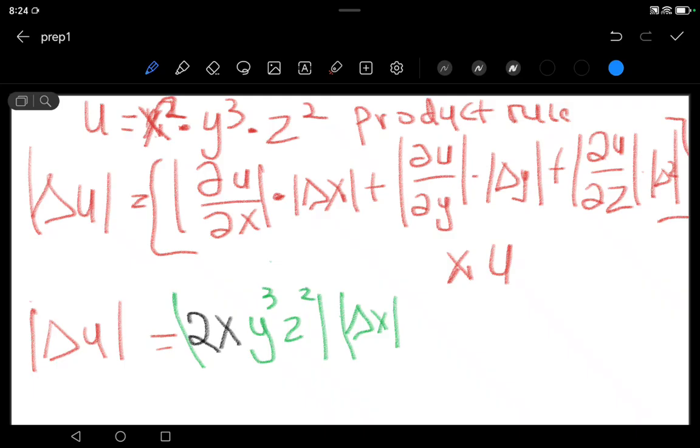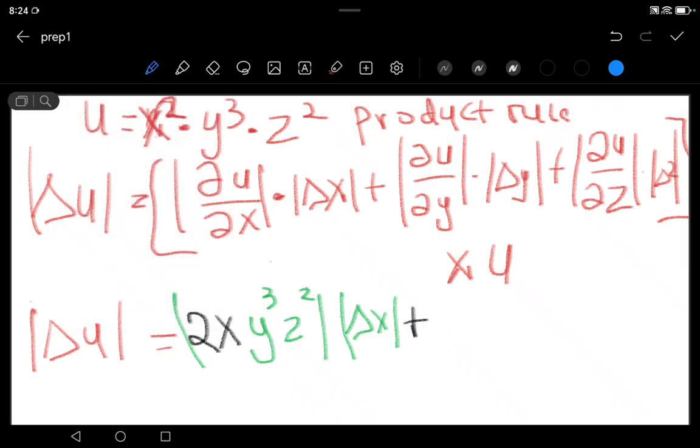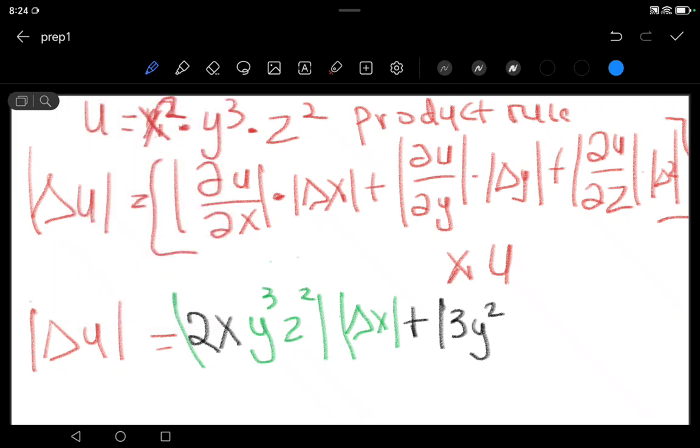Okay, and then now let's come to y, plus we come to our formula. Now we're focusing on y. We're going to derivate y cube. The derivative of y cube is 3y squared, and then we copy the remaining, so we're going to have x squared and z squared multiplied by change in y. And then now we're going to go to what?